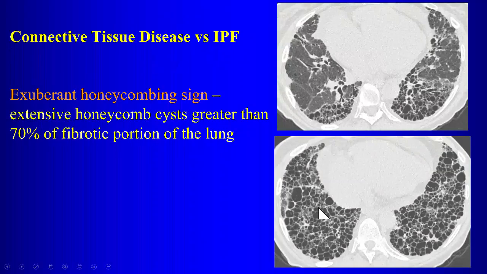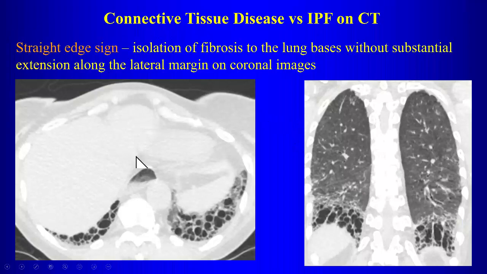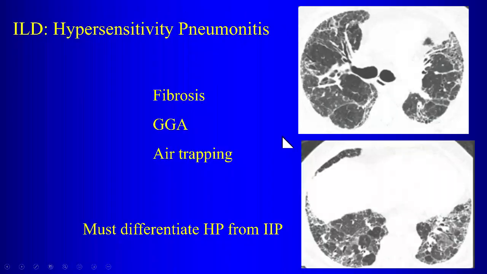Exuberant honeycombing sign. Notice the extensive honeycombing here within the lower lungs. Again, more typical of connective tissue disease than idiopathic pulmonary fibrosis. And then the straight edge sign, where you can see on these coronal reconstructions that sharp demarcation between the areas of fibrotic lung disease and the rest of the lung. Again, more typical of connective tissue disease as opposed to idiopathic pulmonary fibrosis.